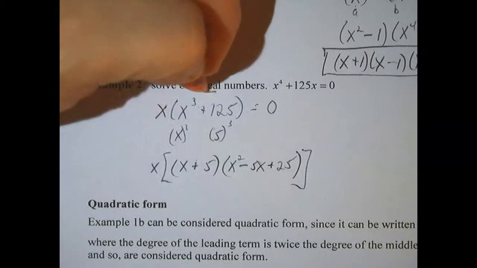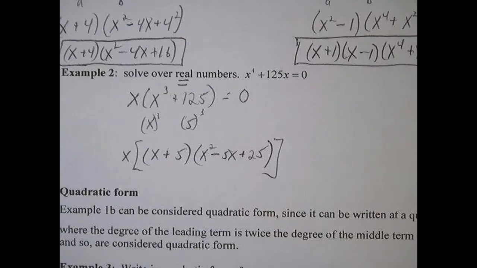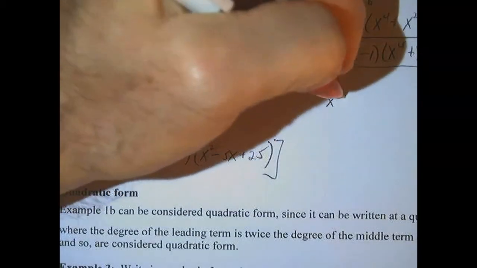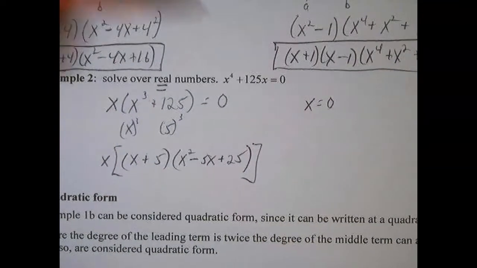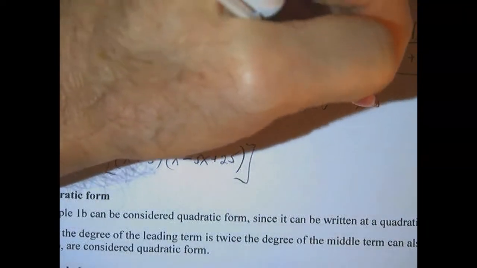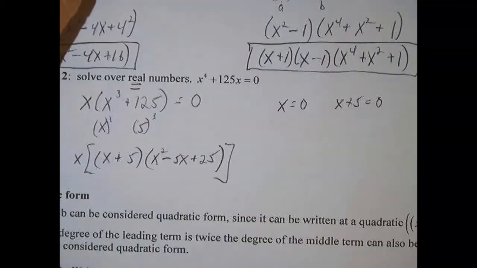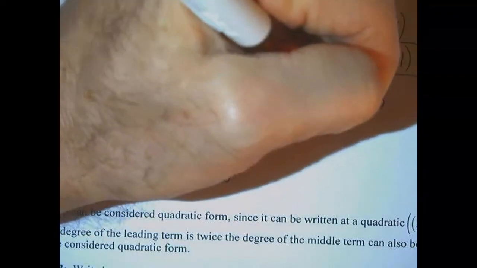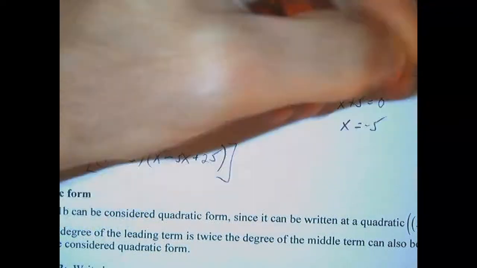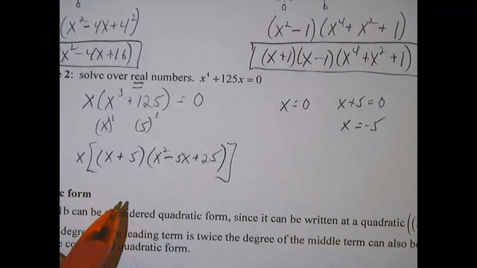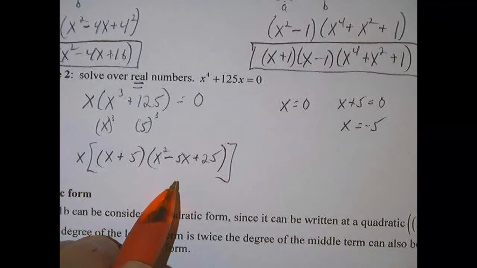Now we're solving over real numbers, and let's see what we get here. So we have x equals 0. That's already done. We have x plus 5 equals 0. That just requires a simple step. x equals negative 5. And over real numbers, this has no real solutions.